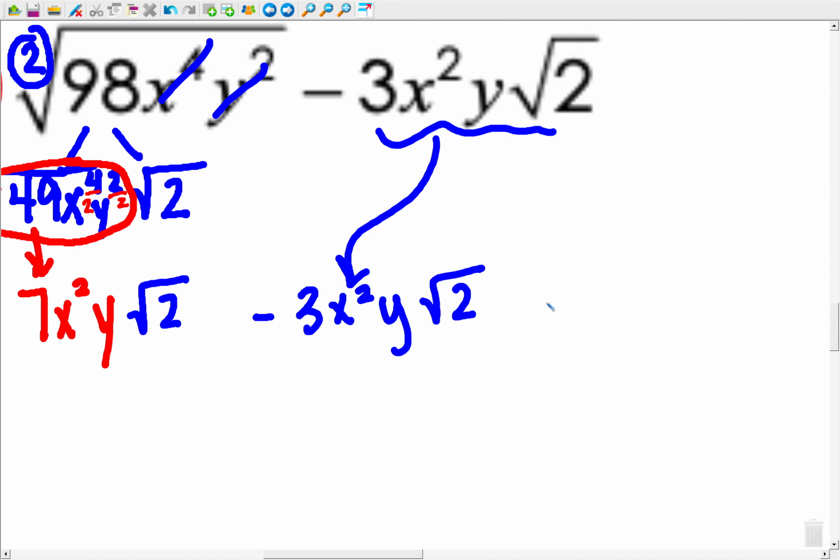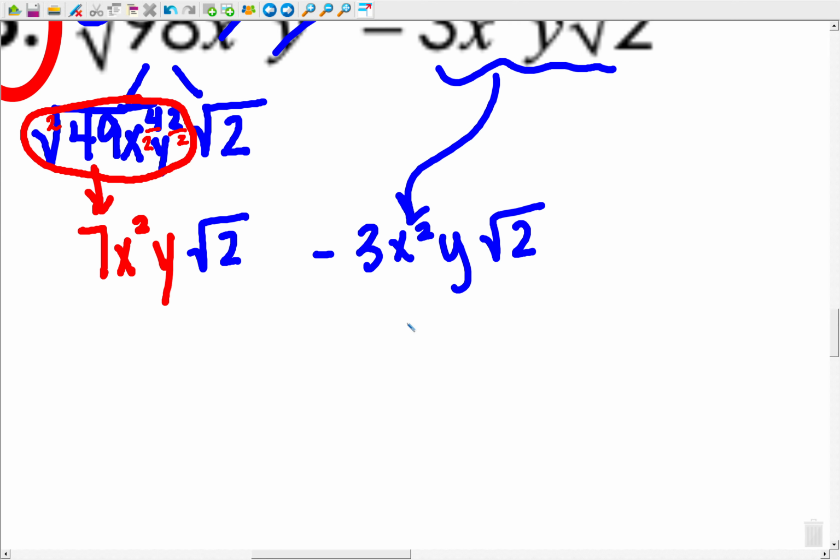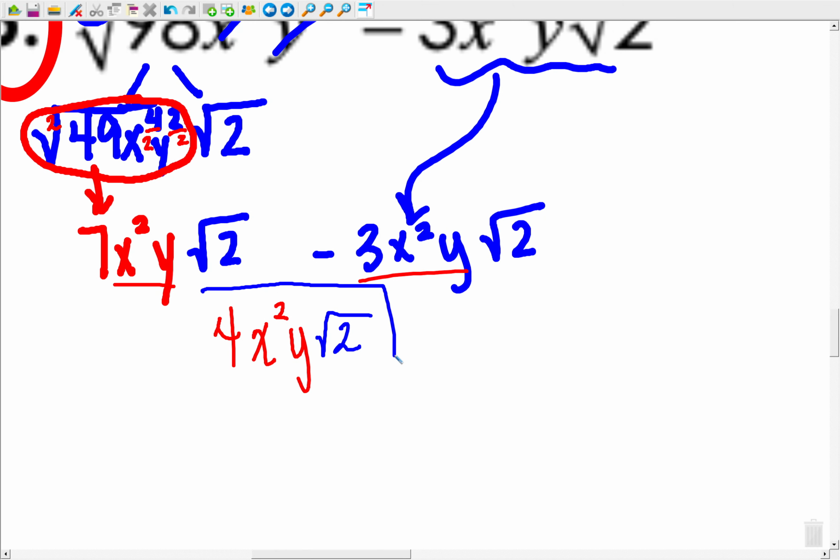Do they have the same radical? Yes. Have the same index? Yes. So all I have to do is subtract the coefficients, and that means I'm going to have 7xy minus 3xy. I said xy, but I meant to say x squared. And 7 minus 3 is 4. And I'm not going to add my exponents or subtract my exponents. I'm going to leave them alone. And I'm also going to leave this alone in the radical. And you're done.